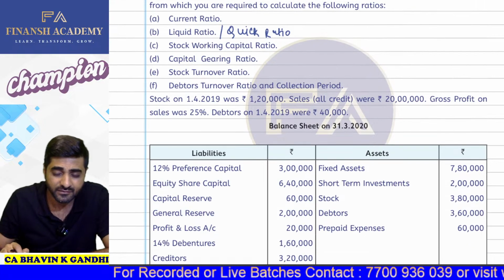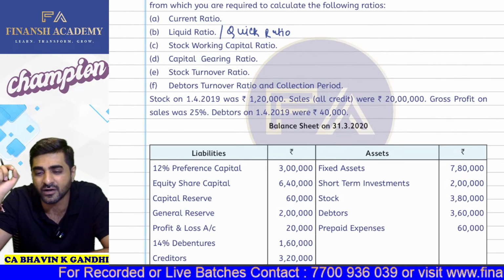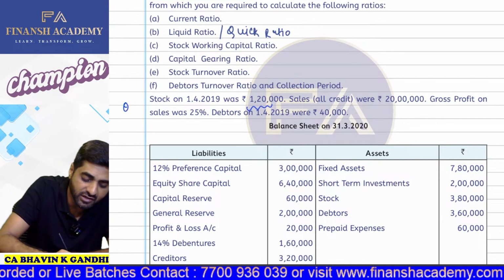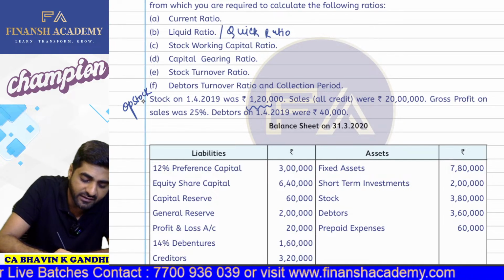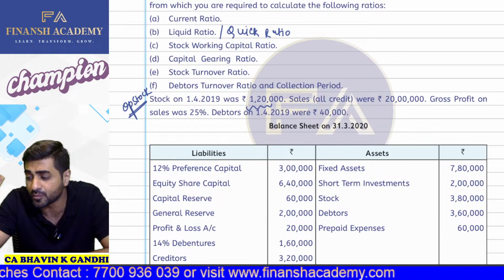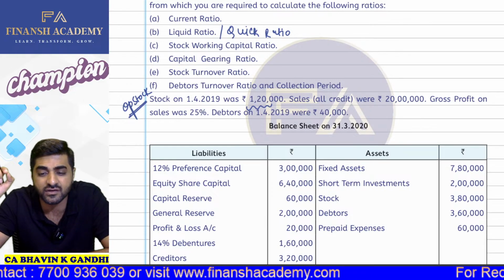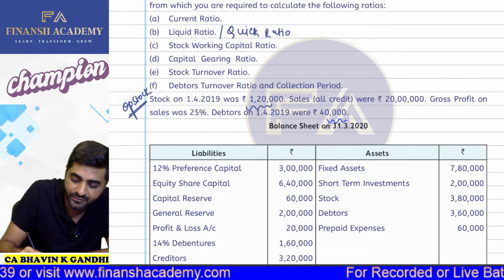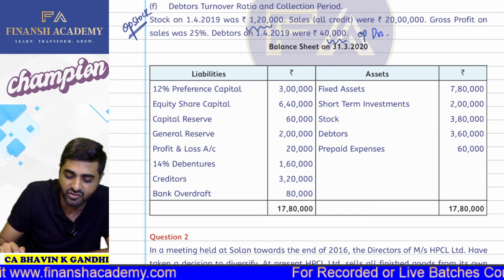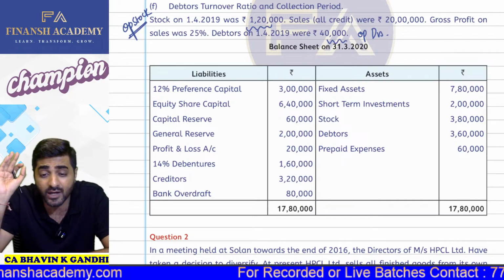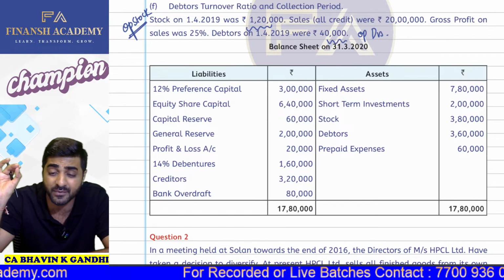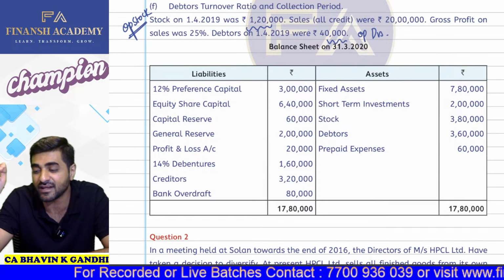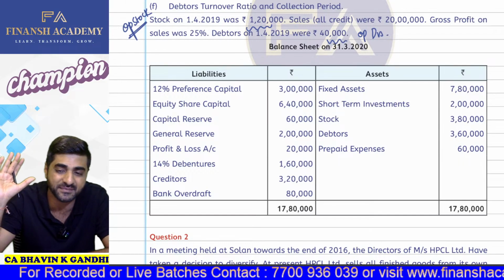Then we have stock on 1st April 2019 of 1,20,000, which is nothing but your opening stock. Sales, all credit, were rupees 20 lakhs. Gross profit on sales was 25%, and debtors on 1st April were rupees 40,000, so we have opening debtors as well. As you can check, we have the balance sheet as on 31st March 2020, with 12% preference share capital, equity share capital, capital reserve, general reserve, P&L account, 14% debentures, creditors, bank overdraft, and on the asset side, fixed assets, short-term investments, stock, debtors, and prepaid expenses.